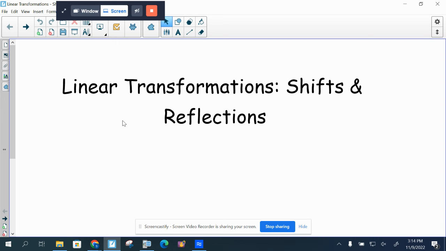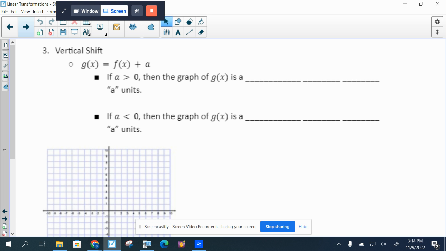Lesson is on linear transformations, shifts, and reflections. So shifts is like a translation up or down or left or right, depending on if you're horizontal or vertical. So the first type is going to be a vertical shift, so a vertical translation up or down.